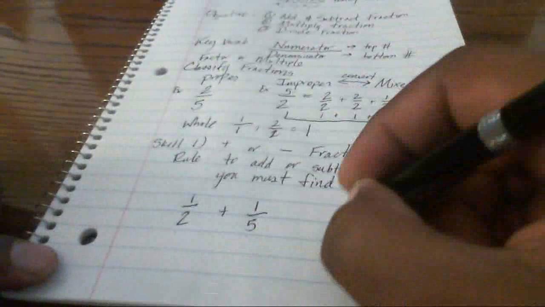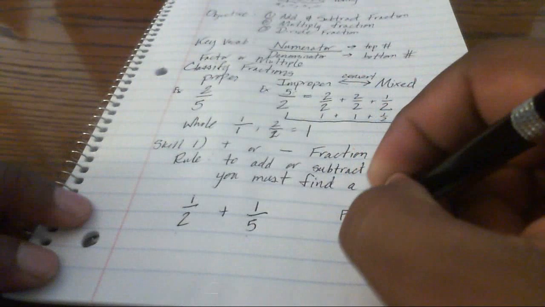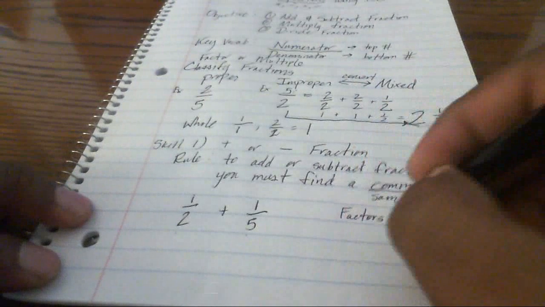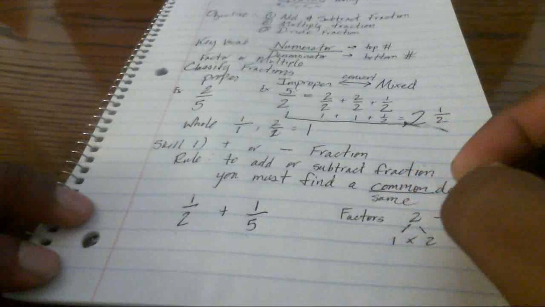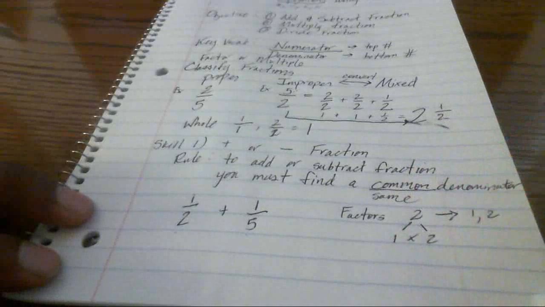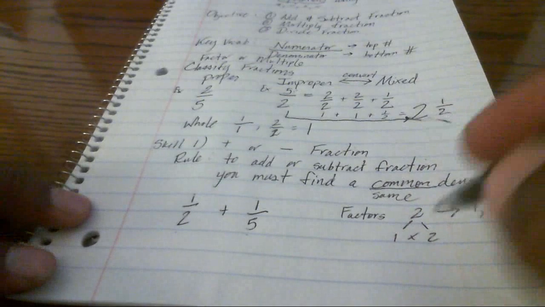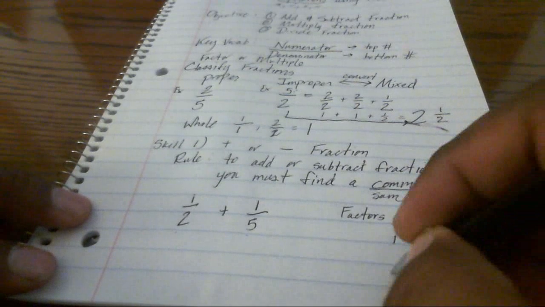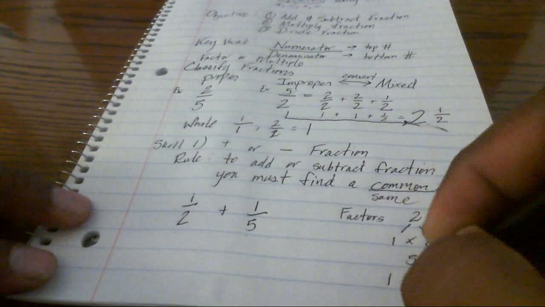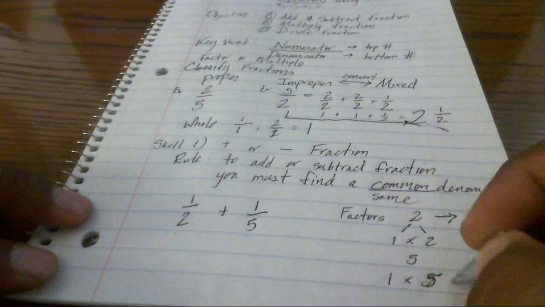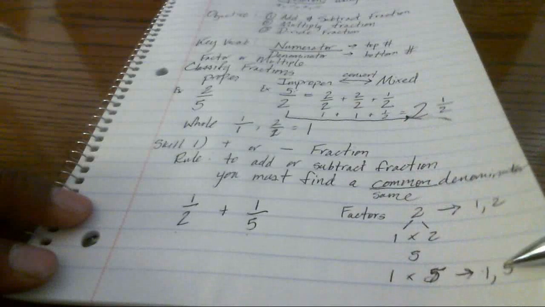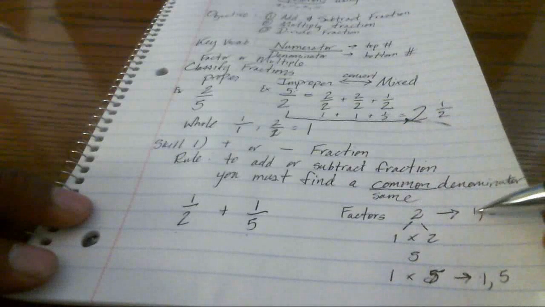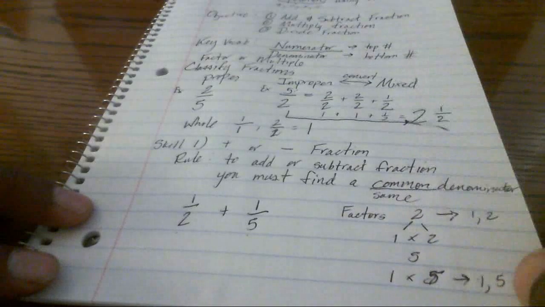The factors of the number 2 are 1 times 2. 1 and 2 are the only factors of the number 2, which is also a prime number. The factors of 5 are 1 and 5. Again, the factors of 5 are just 1 and 5. Well, there's no common factor between 2 and 5 other than the number 1, but that doesn't help us.